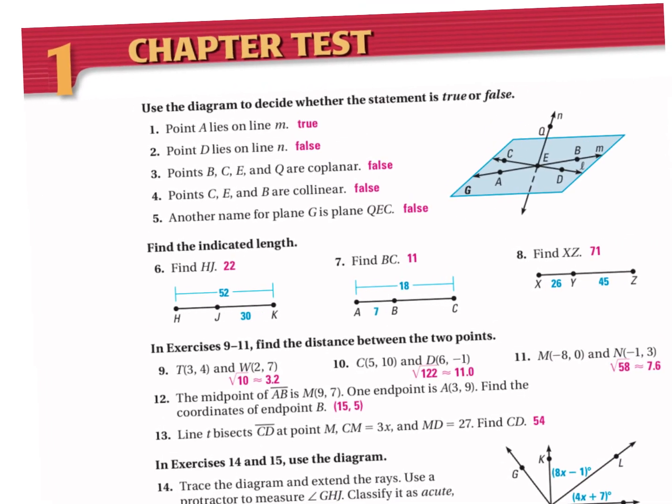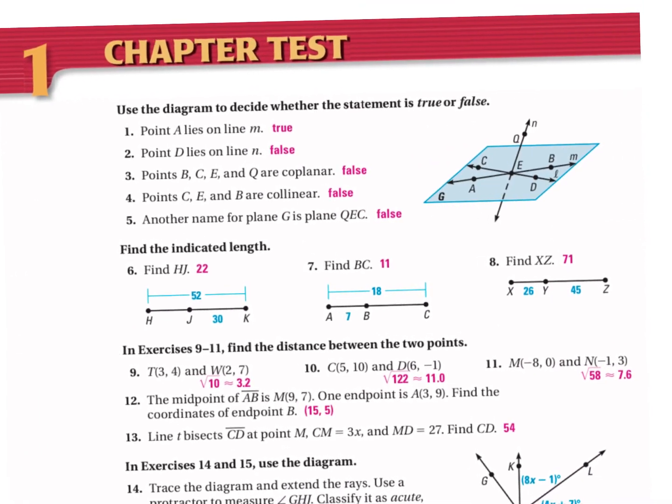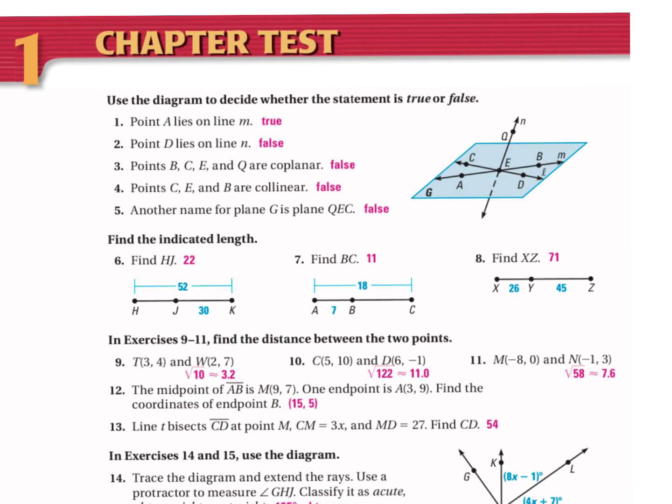So this is the first page of the study guide, chapter 1. Here it's asking you to decide whether each statement is true or false. For this one, you just need to understand some vocabulary terms. It says point A lies on line M.